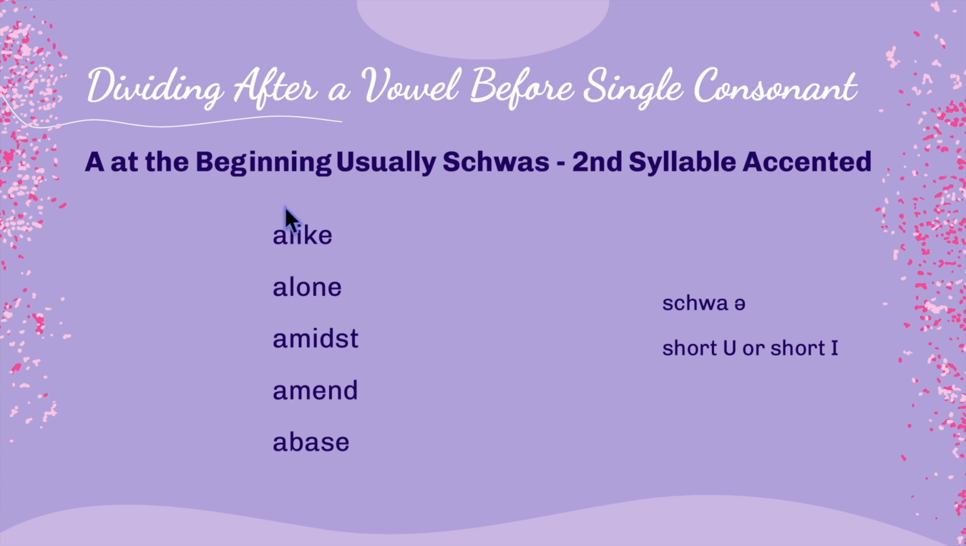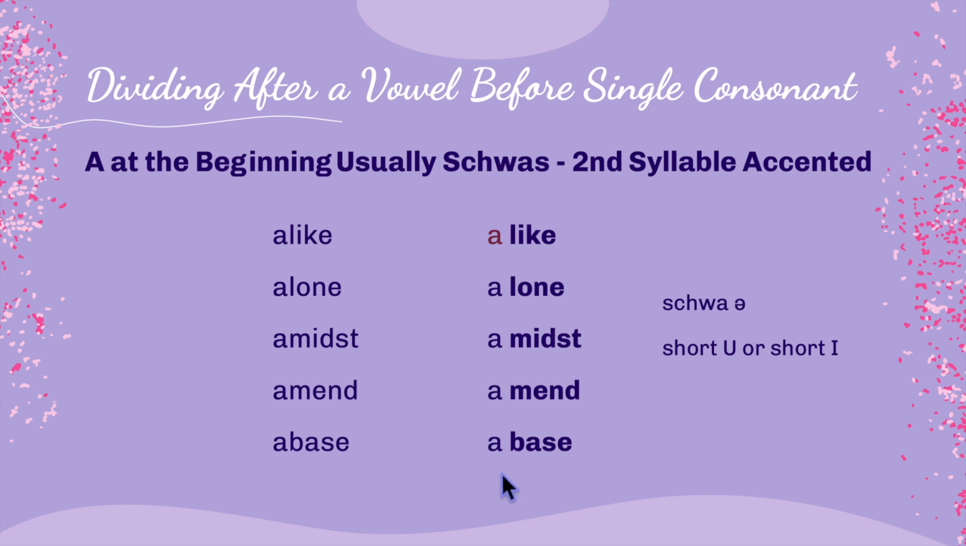Another rule is that when you have a word where you have a vowel followed by one consonant, you split after the vowel before the single consonant. But don't do this at the end of a word where there's a silent E. So we are going to split after all these A's because all of these A's are followed by single consonants. So we split right here.